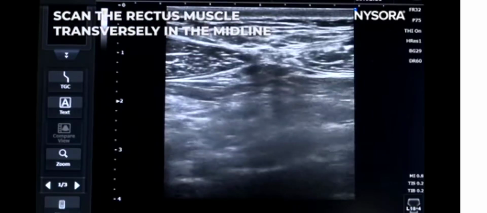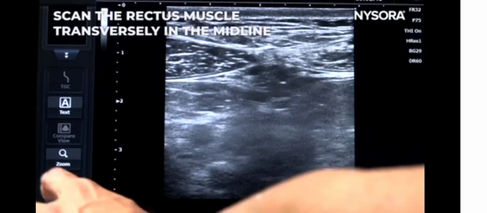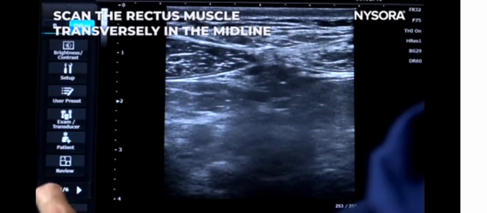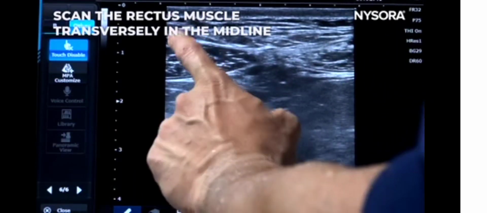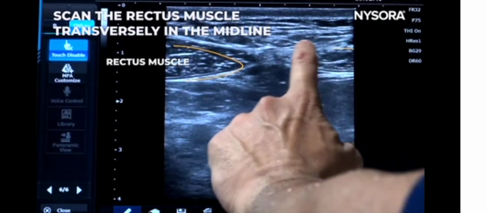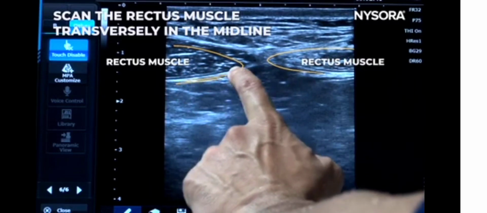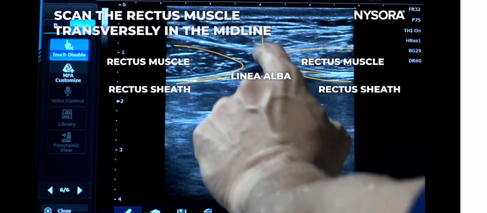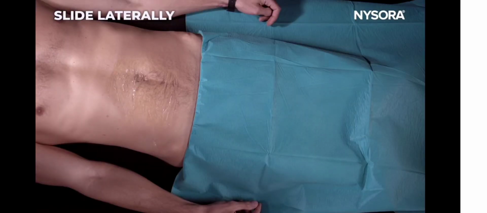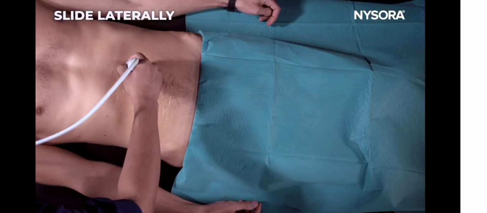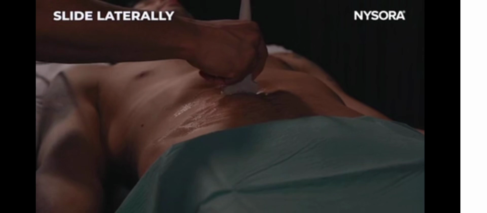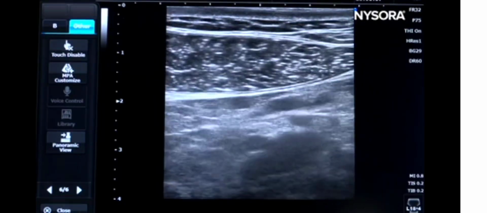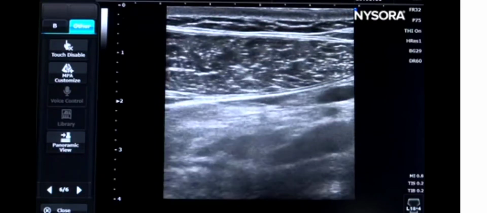I call this a bow tie sign, where you have a rectus muscle seen here on the screen, and it looks like a bow tie. You have a rectus sheath below the rectus muscle, and this is a linea alba. This is your starting point of scanning. Once you've scanned this structure, you will move your ultrasound probe laterally, looking at the rectus muscle, and you also see the vasculature and the peritoneum.